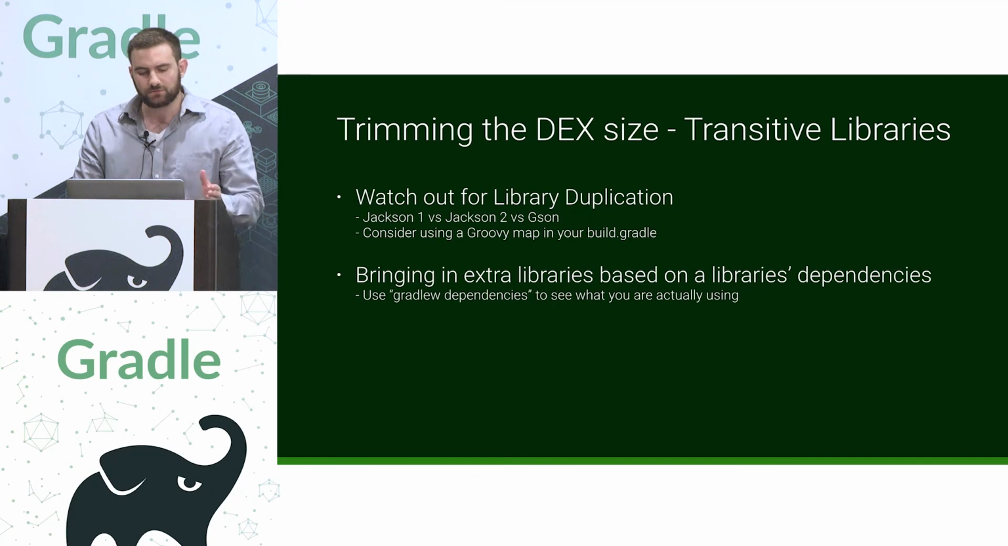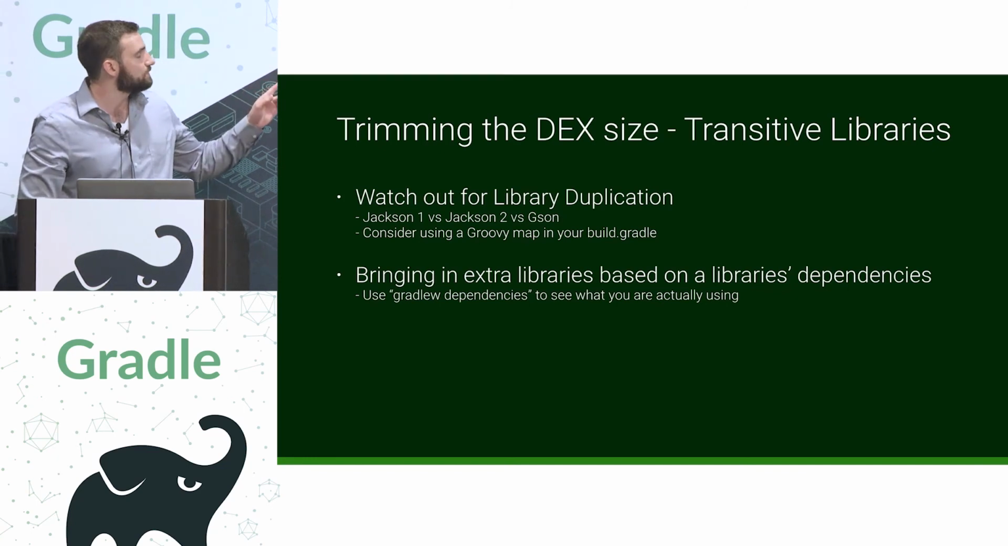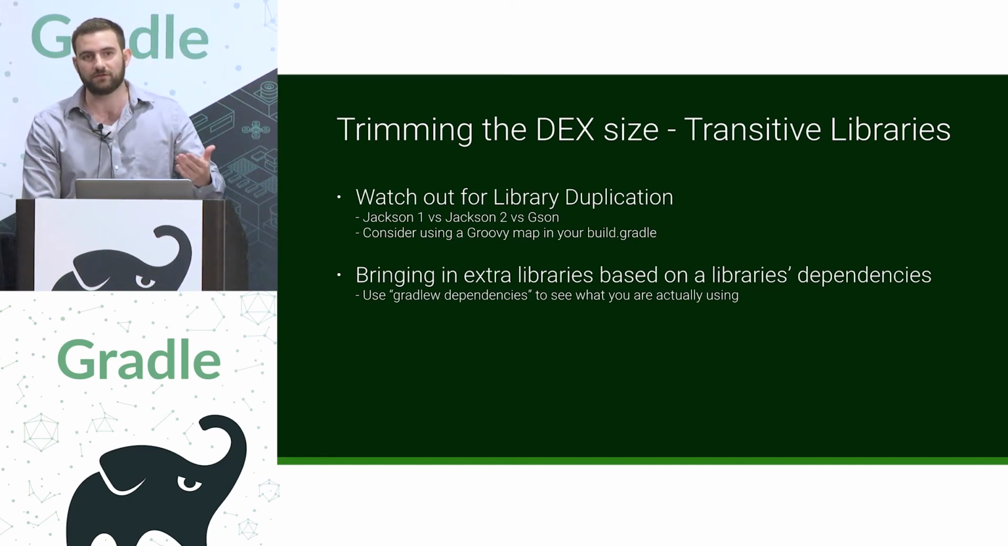So let's talk about this. The main issue was actually transitive dependencies. What happened was we were using Jackson 1 in one module that hasn't been touched in a very long time by our development group.